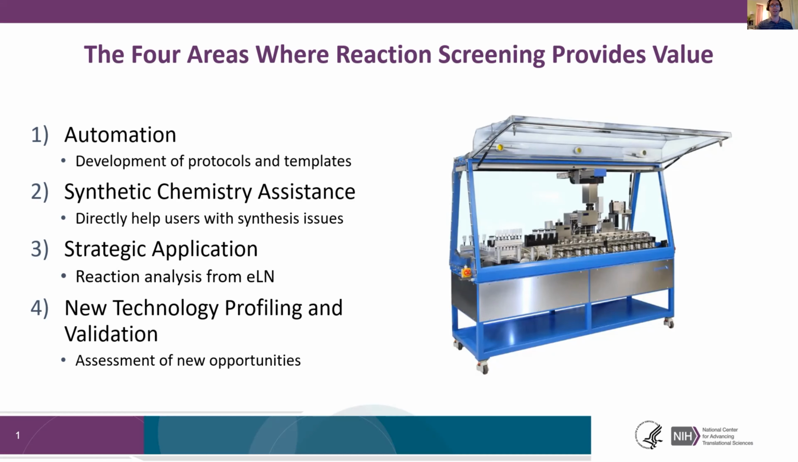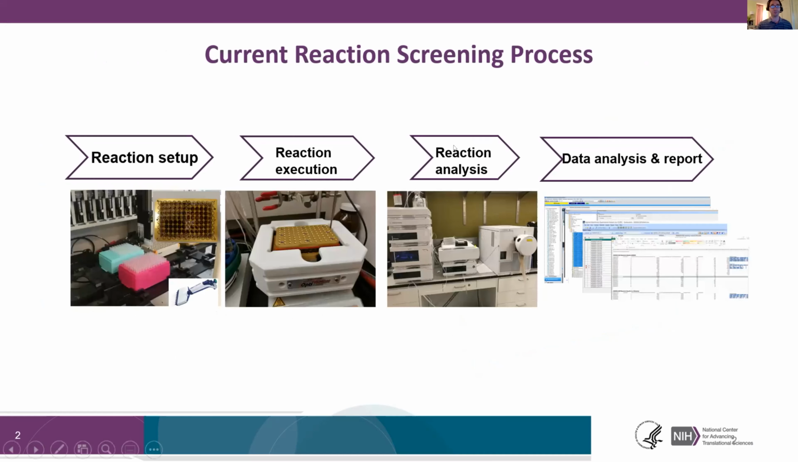Now to talk a little bit more about reaction screening specifically and how we are automating that process. The current process for running a reaction screen manually is a 4-step process: you would have your reaction setup and execution, and then your reaction data analysis afterwards to process and learn from the data from your reactions.